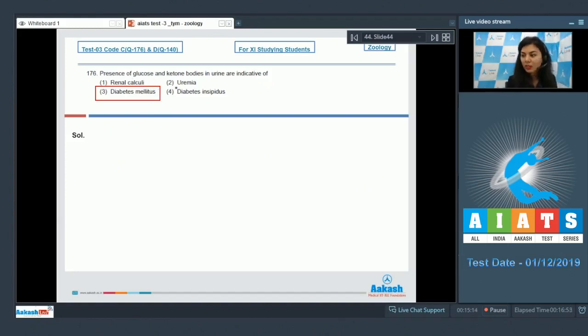of crystallized salts which are formed within the kidney, and uremia is accumulation of urea in the blood, whereas diabetes insipidus does not cause glycosuria. Answer here is option number 3, diabetes mellitus.